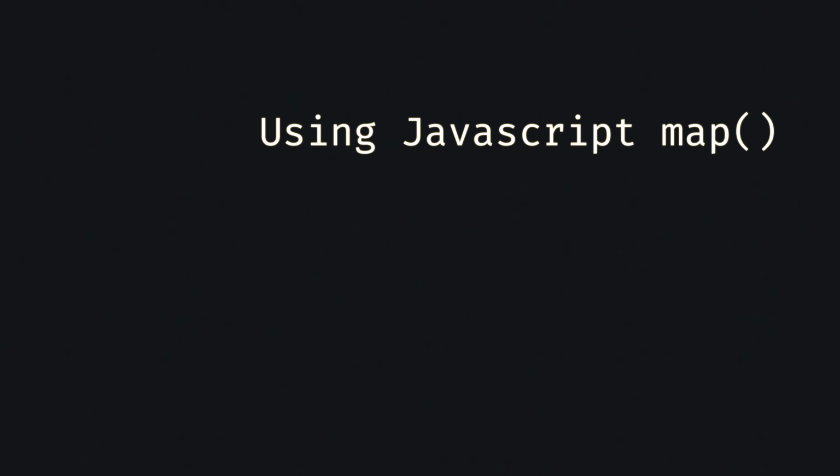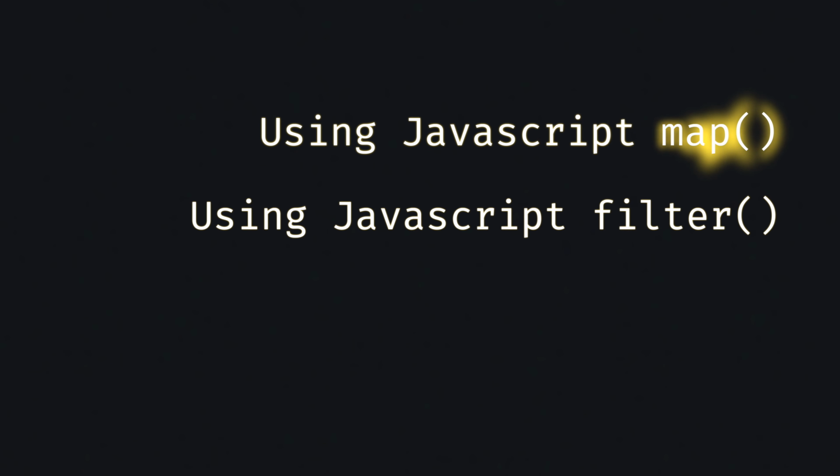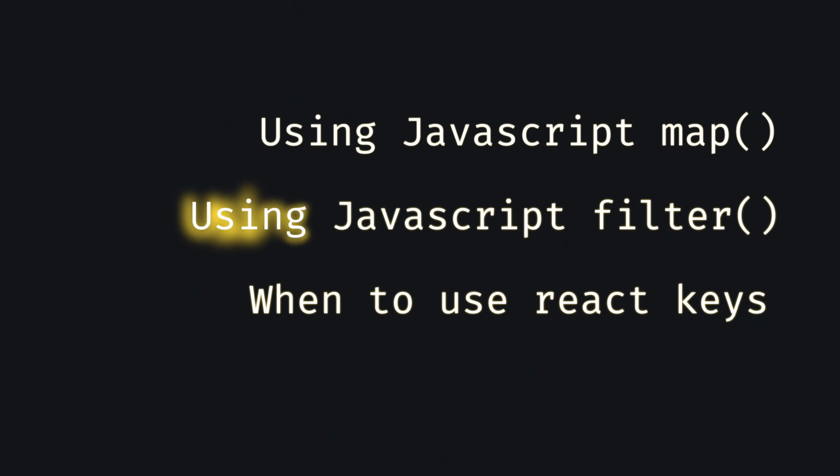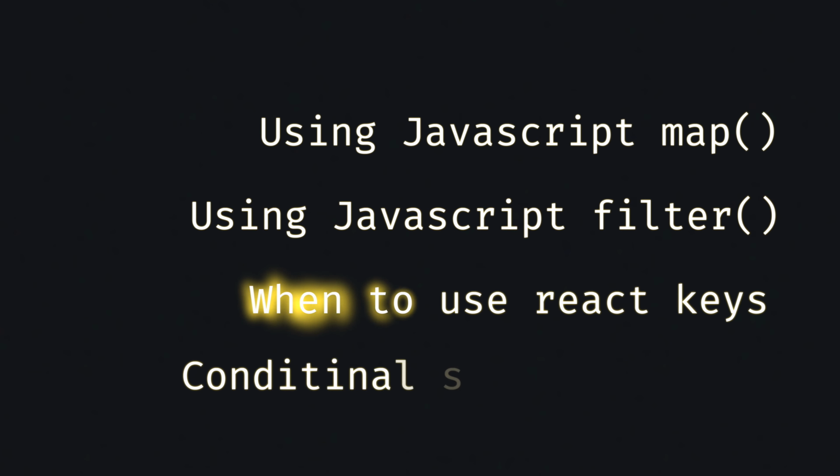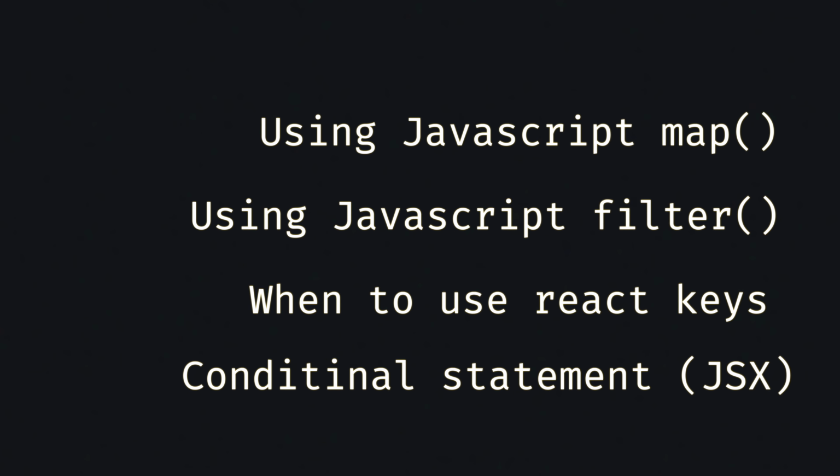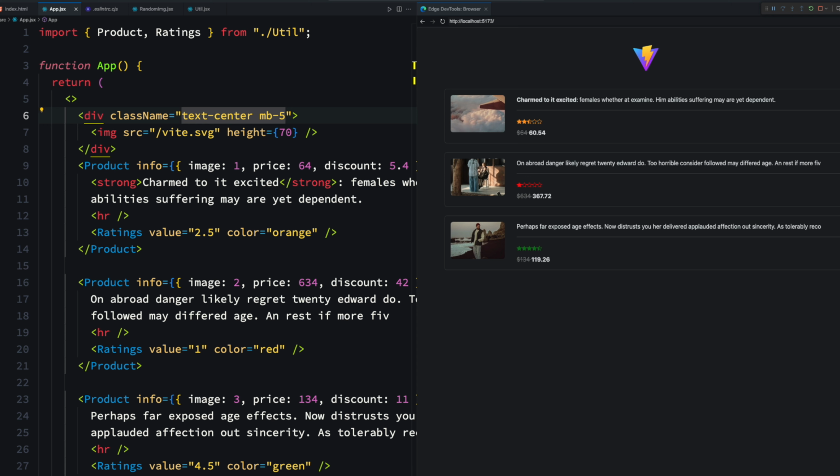You will learn how to render components from an array using JavaScript map, how to render only specific components using JavaScript filter, and when and why to use React keys. You will learn how to return JSX depending on a condition and how to conditionally include or exclude a piece of JSX, rendering data from an array.